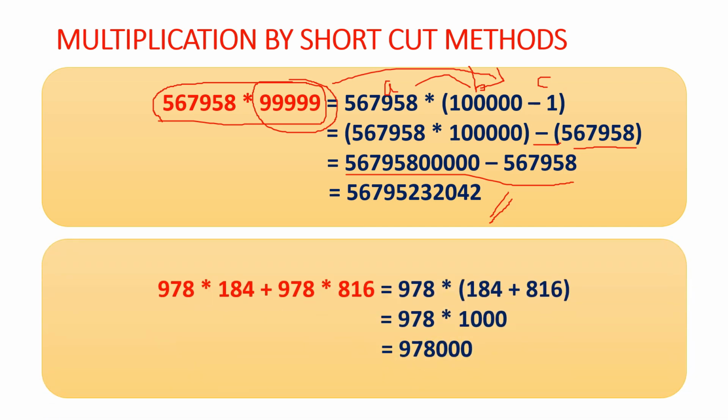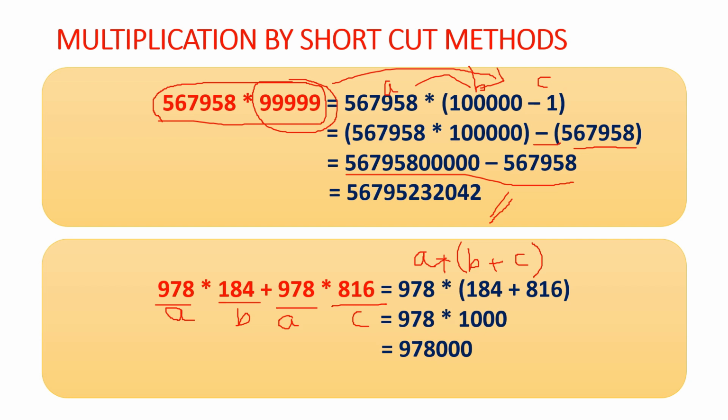We will see one more problem: 978 into 184 plus 978 into 816. Here we have the common 978. So this is A and this is also A, and 184 is B and 816 is C. So we know A into B plus A into C, so the equation is A into (B plus C). A into (B plus C) is equal to A into B plus A into C.